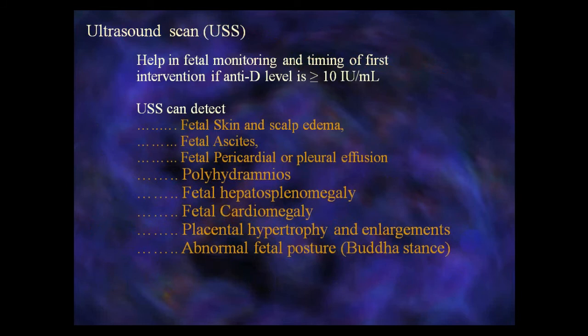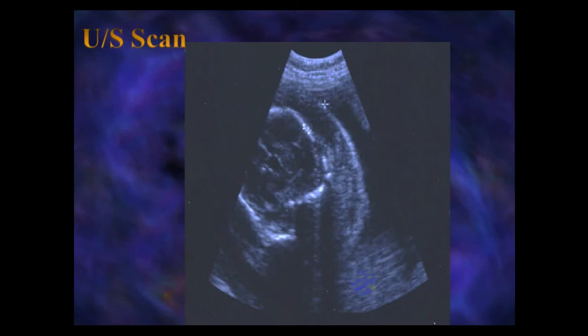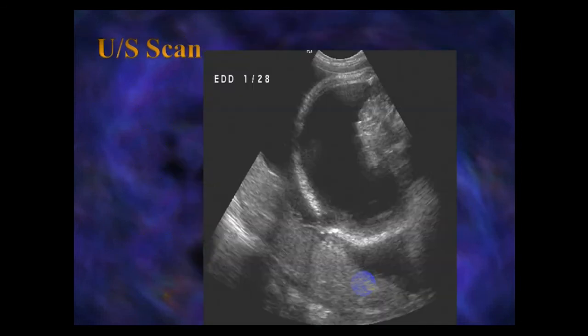this slide. Ultrasound findings help in fetal monitoring and timing of the first intervention if the level is more than 10 international units per ml. So ultrasound can detect fetal skin and scalp oedema, fetal ascites, fetal pericardial and pleural effusion, polyhydramnios, fetal hepatosplenomegaly, fetal cardiomegaly, placental hypertrophy and enlargement, abnormal fetal posture. These ultrasound findings are fluid in all the body of the fetus, including the abdomen.